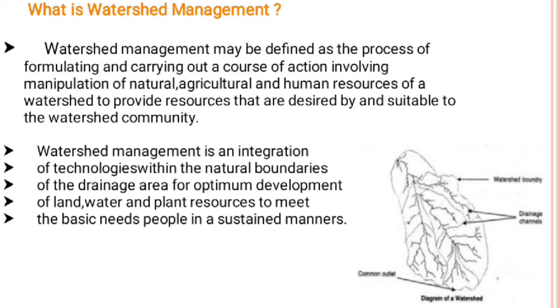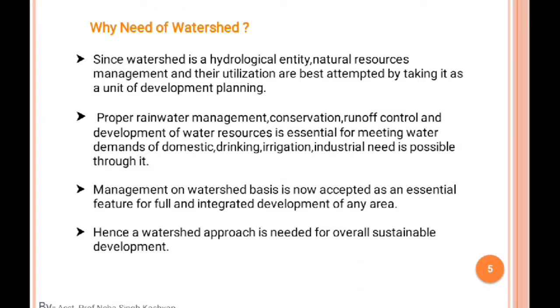Okay, so let us move to the next slide, which is why we need watershed. क्यों हमें वाटरशेड की जरूरत पड़ी, किस लिए हमने वाटरशेड मैनेजमेंट किया. Right, so since watershed is a hydrological entity, natural resources management and their utilization are best attempted by taking it as a unit of development planning. So proper rainwater management, conserving runoff, control and development of the water resources is essential for meeting water demands of domestic, drinking, irrigation, industrial need. It is possible through it.